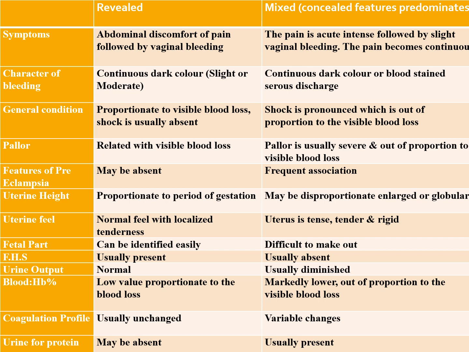Whereas in mixed and concealed type, the pallor is usually more severe as compared to the visible blood loss. Why? Again, the same reason, because not all the blood is coming out. Only a portion of blood is seen outside. Therefore, the pallor will be more as compared to the visible blood loss.